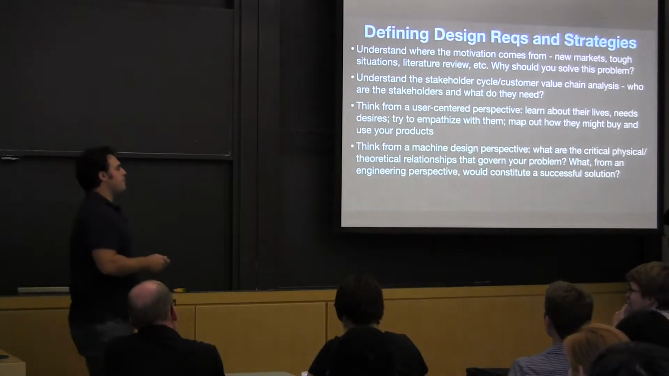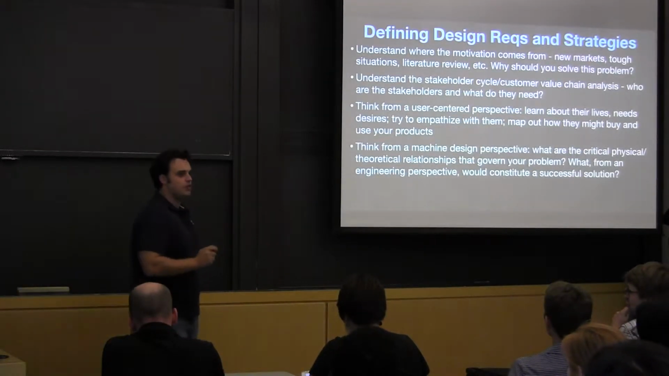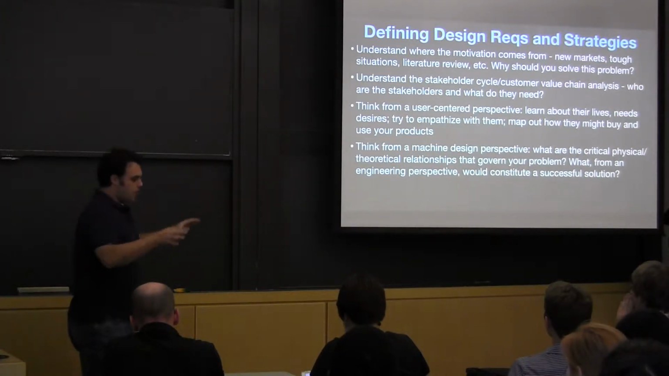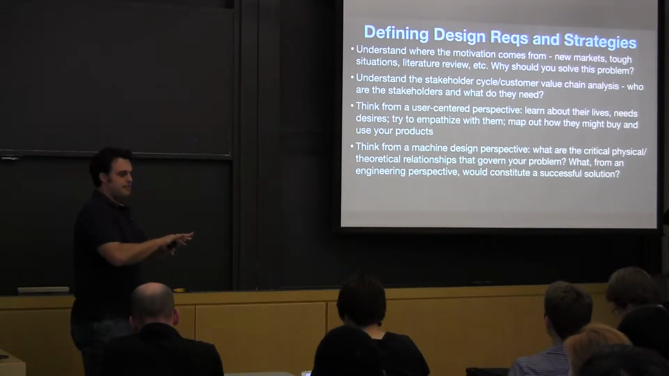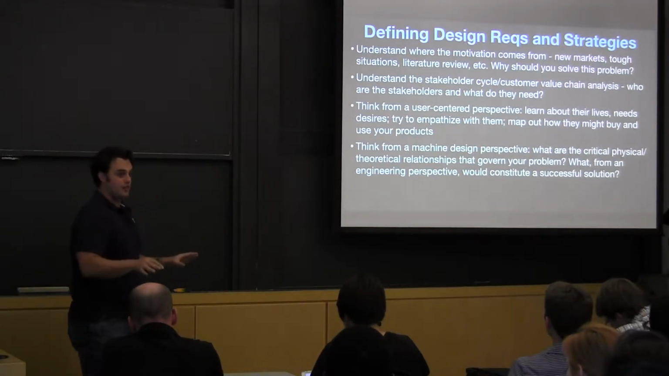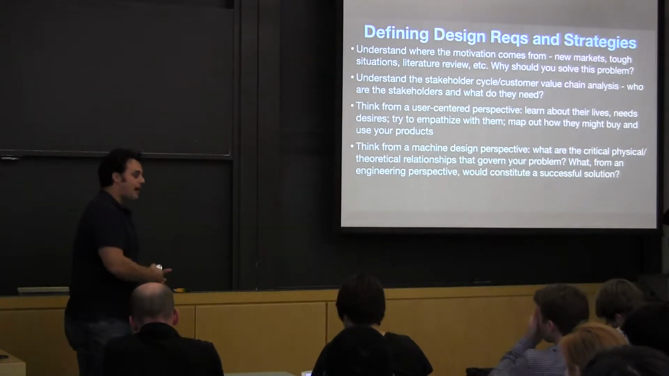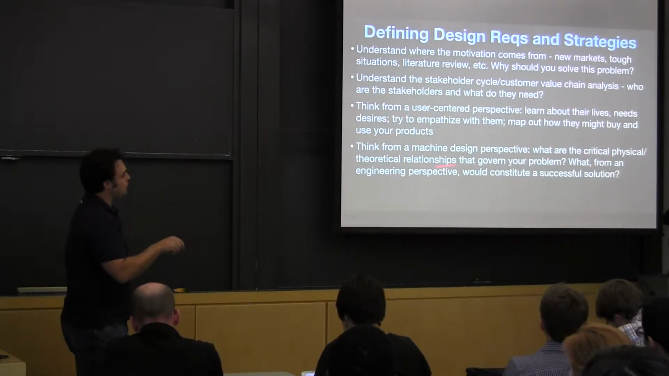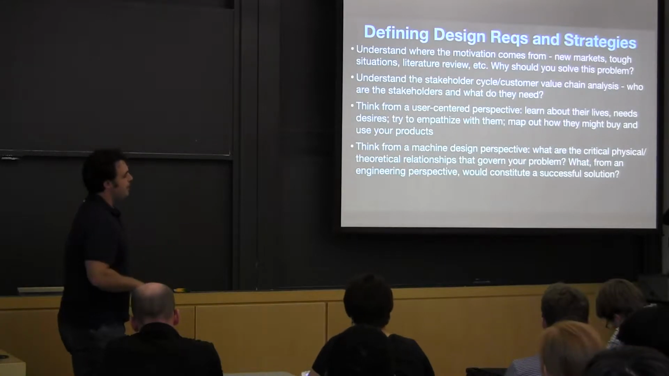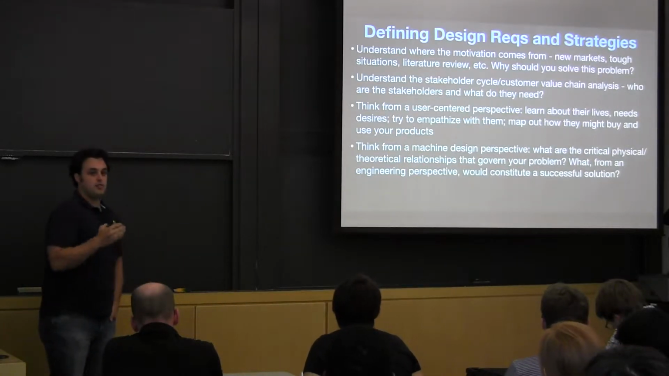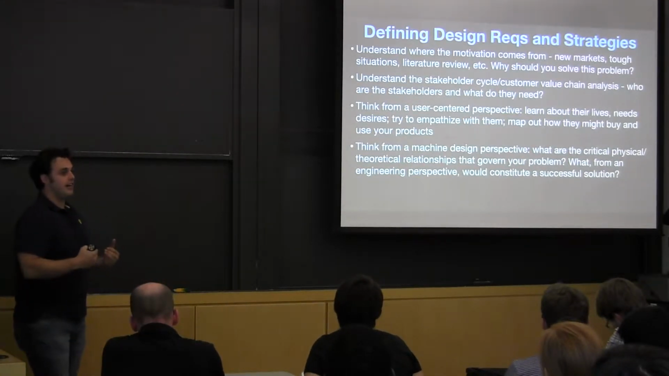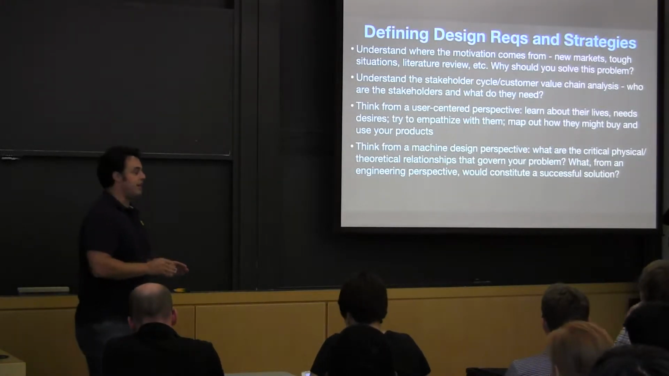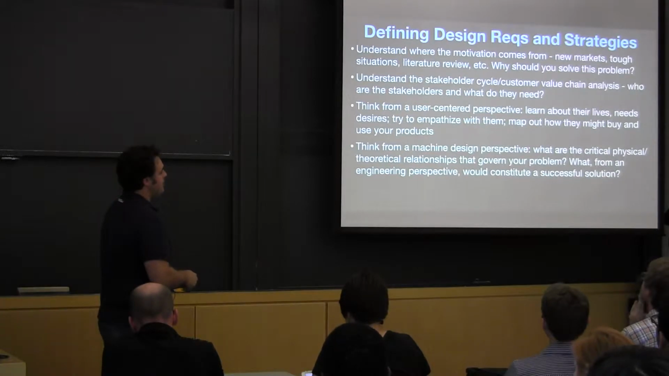You also want to think from a machine design perspective and a technical perspective. So you should be thinking about what's going on in your projects and what that means physically and from an equation standpoint. Like, what dictates power, speed, cost, etc. And you want to understand those critical physical and theoretical relationships that really define your problem, because it's those relationships that are going to give you insight into a new solution that you can design. And that's a very important part of this class. And you'll see that more in the examples today.